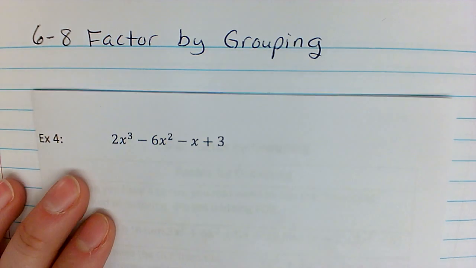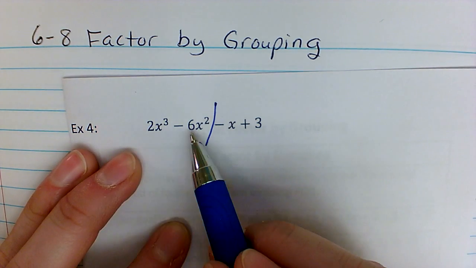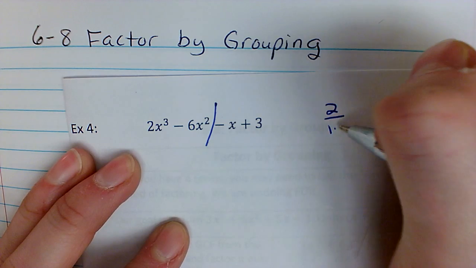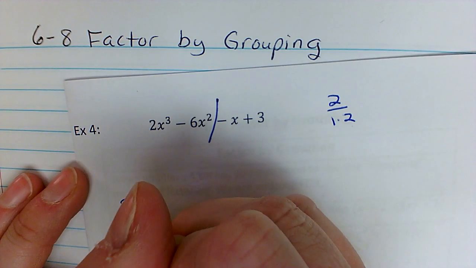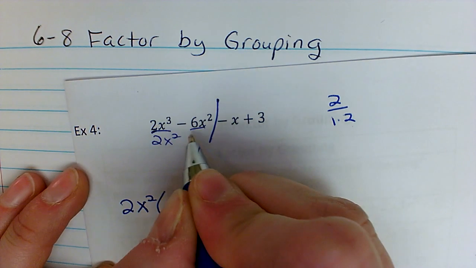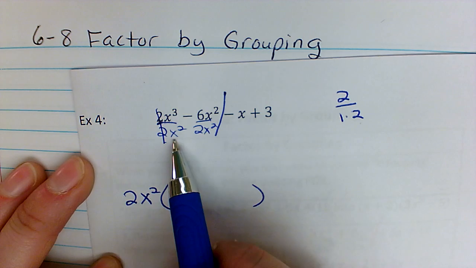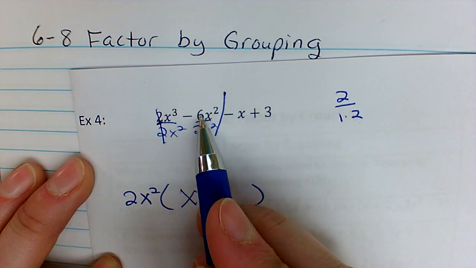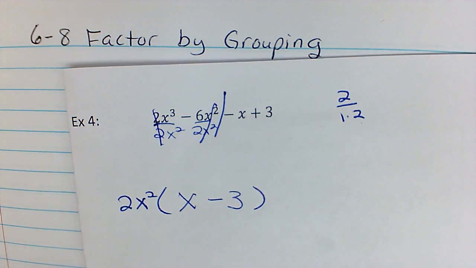So example number 4. Same idea. I'm going to separate that into 2. I've got 2 and 6 for my numbers, so 2 is the smallest number. I'm going to break it apart, but 2 does divide into 6, so that's my greatest common factor, and I also have the x squared. So divide 2x squared from each one. 2 divided by 2 is 1, x cubed divided by x squared is x. Negative 6 divided by 2 gives me negative 3, and the x squareds cancel each other out.